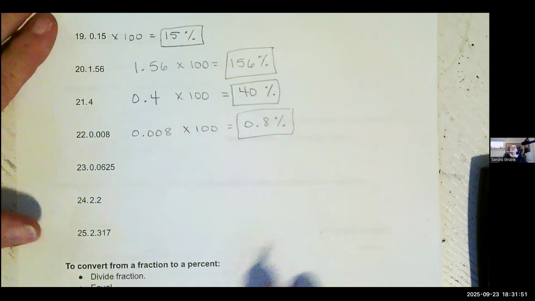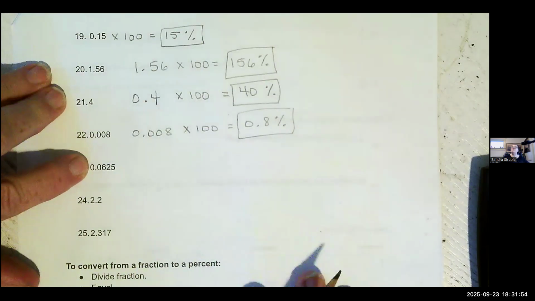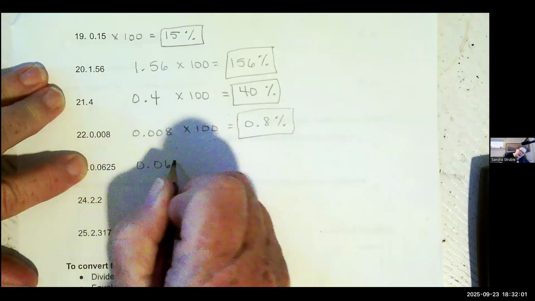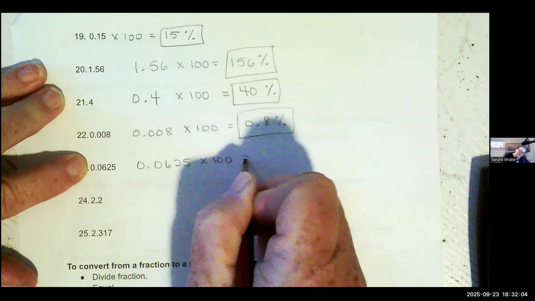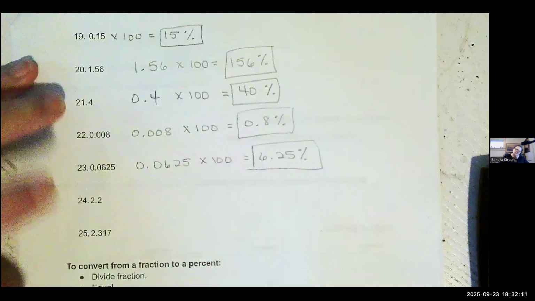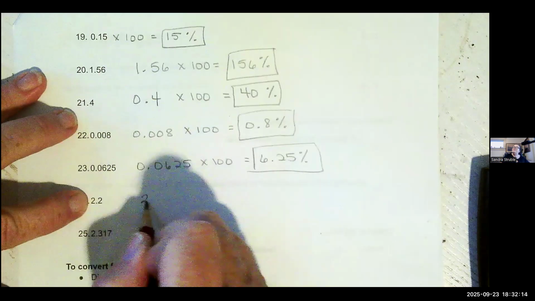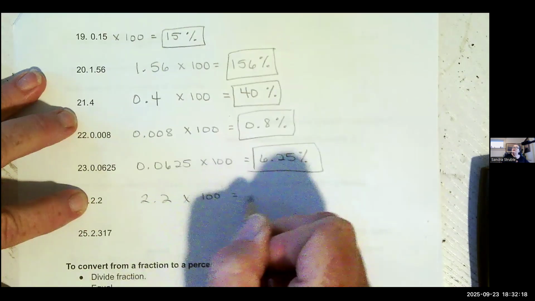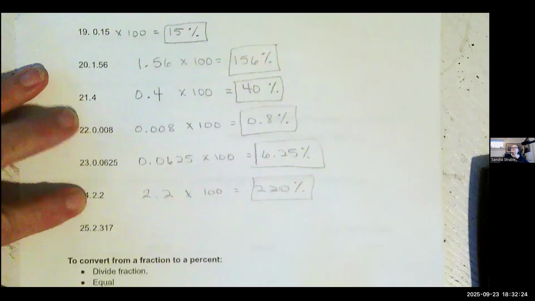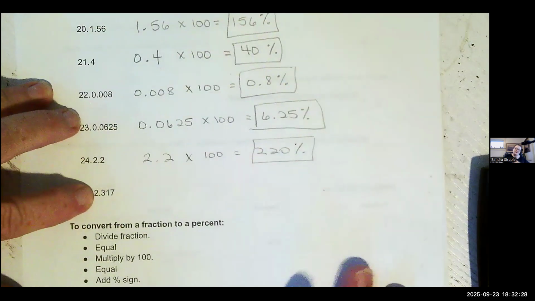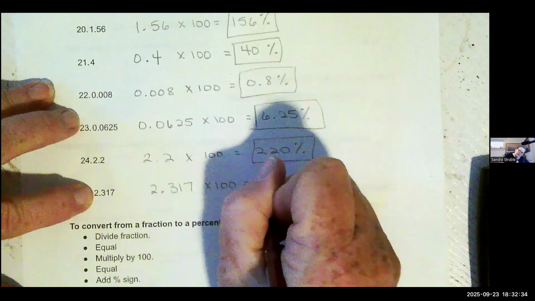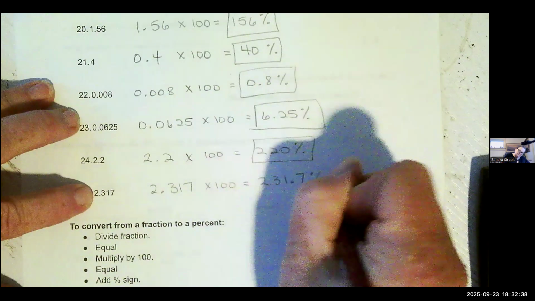Okay. Same thing for the next one. You're going to get a very different number. It's not like the whole numbers we've been dealing with. I'm going to take 0.0625 times 100, and that's equal to 6.25, and then add the percent sign. 2.2 times 100 is 220, and then add the percent sign. And then the last one for this is 2.317 times 100 is 231.7, and then add the percent sign.